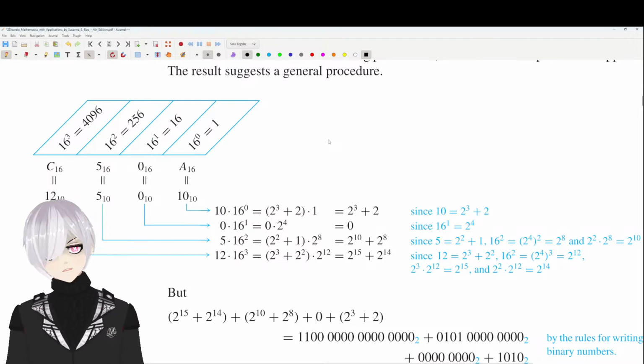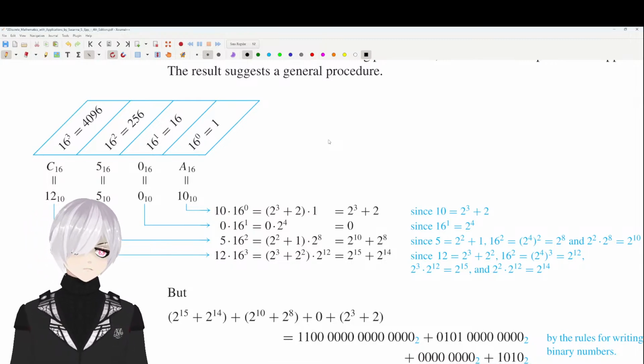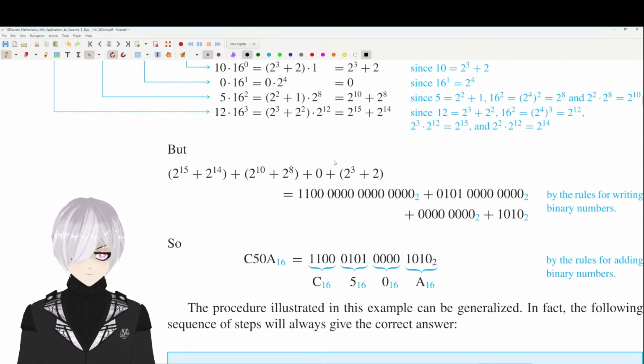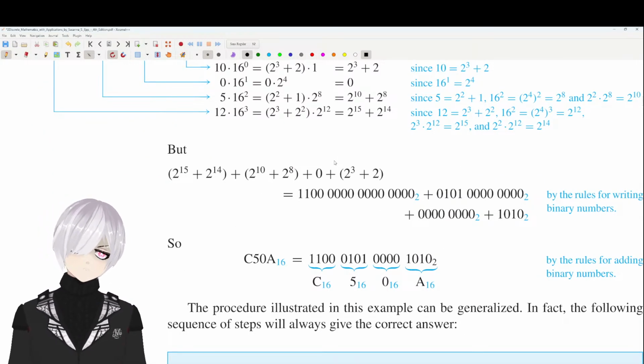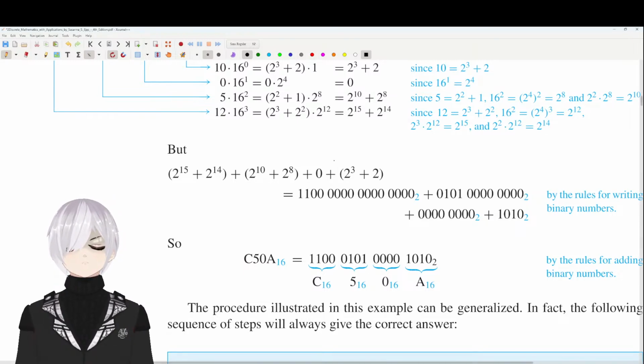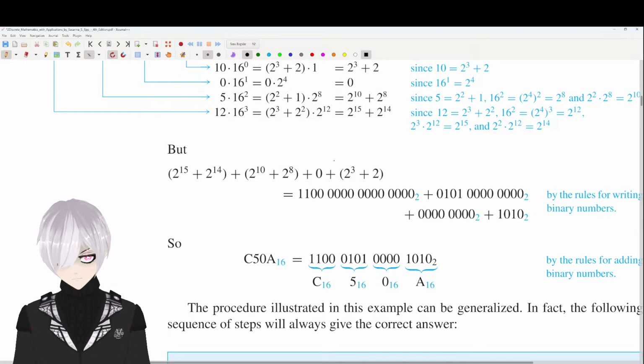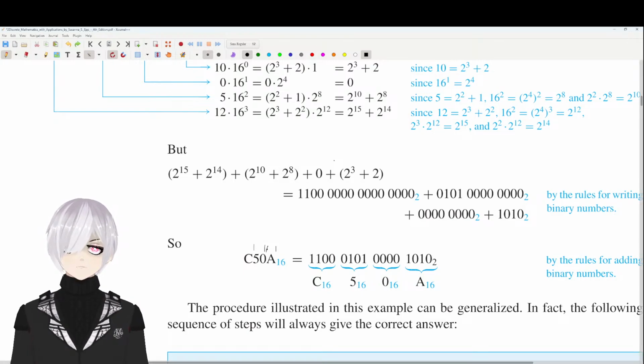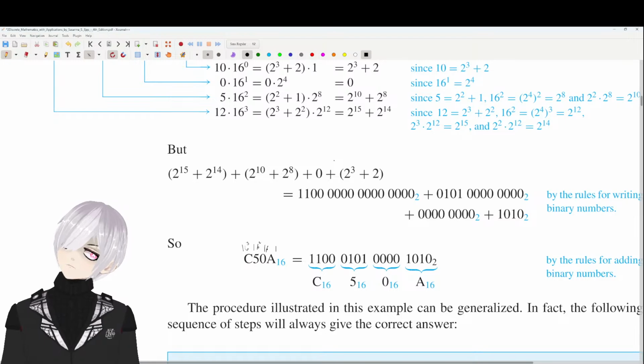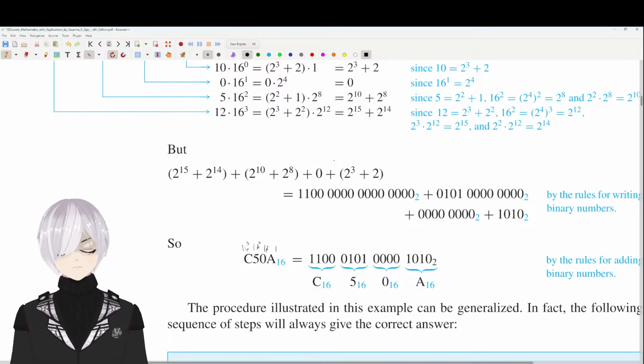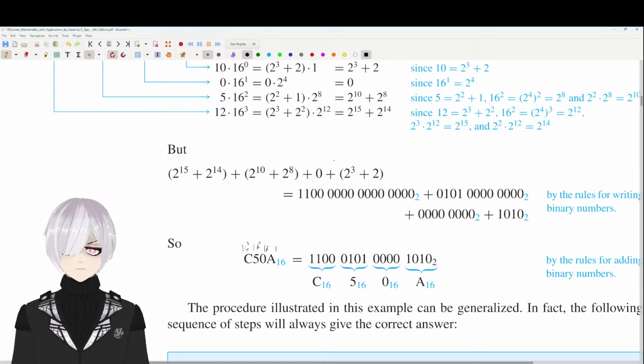So I guess the first step is you have the number in hexadecimal, C50A, and then you see what place each of those is in. A is in the ones place, 0 is in the 16s place. 5 is in the 16 squared place, where 16 squared is 256. So that's what 5 will be multiplied by. And then C is in the 16 cubed place, where 16 cubed equals 4,096. And then they just converted the letters to the decimal equivalents to make it easier. So C corresponds to 12, A corresponds to 10.